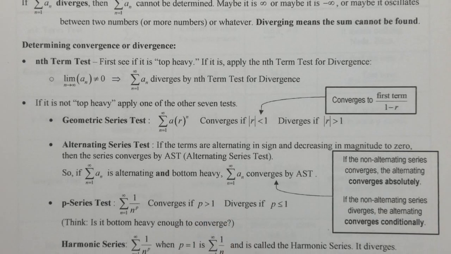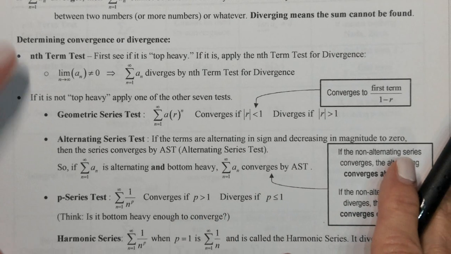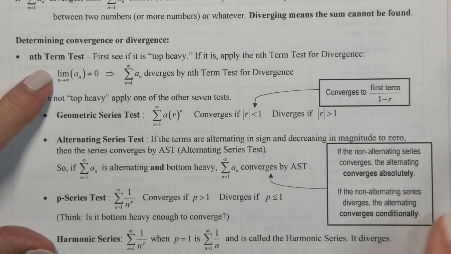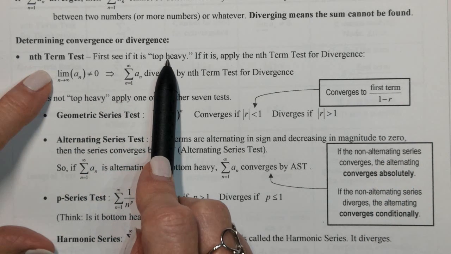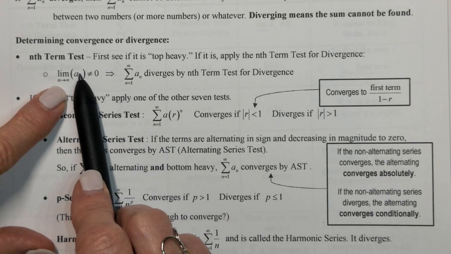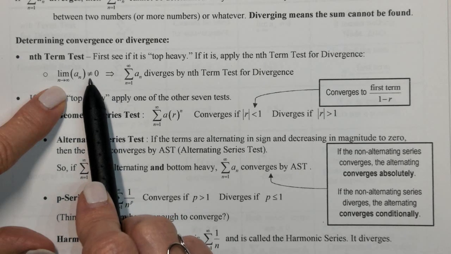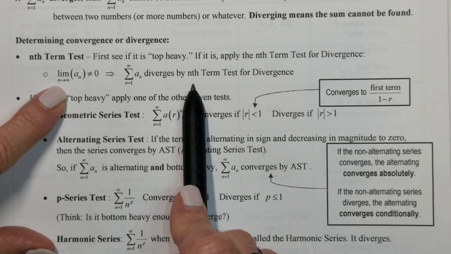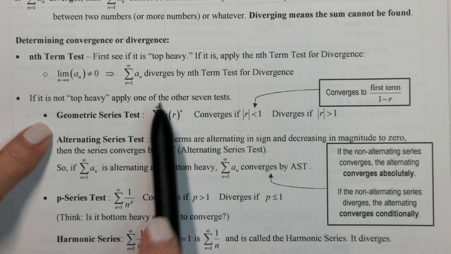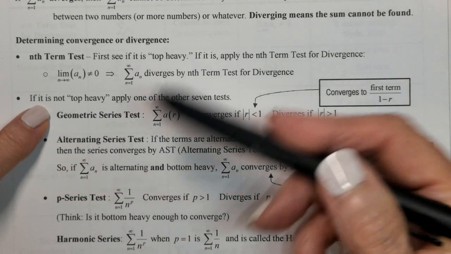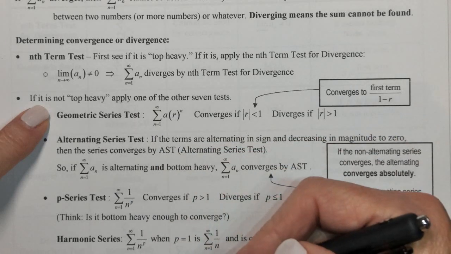So we have these convergence and divergence tests. We started out with the nth term test. That is if it's top heavy. The limit of the a sub n term is not 0. If that is the case, then we diverge by nth term test. If it's not top heavy, that's when you go to one of your other tests.